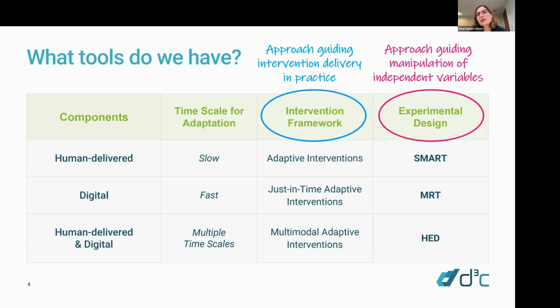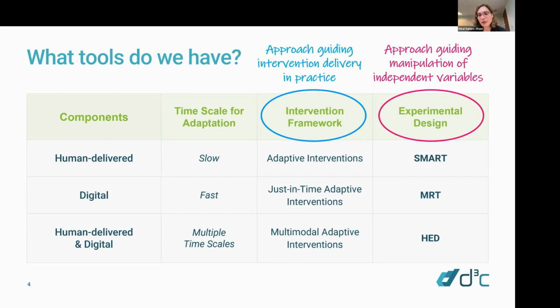But these are two different things, okay? So what is the difference between the two? An intervention delivery framework is the answer to the question, how should practitioners, those who deliver the intervention in practice, think, the coaches, the therapists, the digital technology, what guidelines, what principles they should follow to implement the intervention in practice? That's an intervention delivery framework or an intervention design.